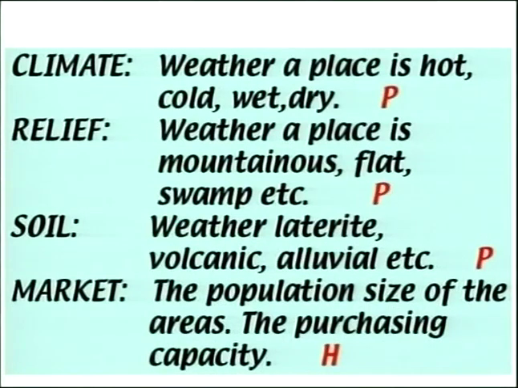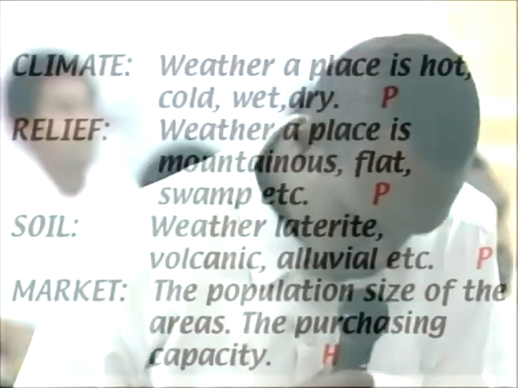Human factor. Okay, market this time, it's to do with the people, therefore it will have to do with human factors. So H for market. Okay, looking at climate, relief, and soil, they're examples of physical factors. Now we have market, an example of human factor. Mason, the next one, which is transport. Human factor. And finally, technology. Human factor. Okay, human factor is correct.